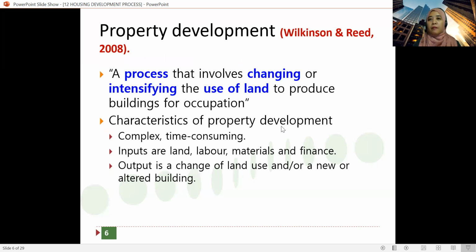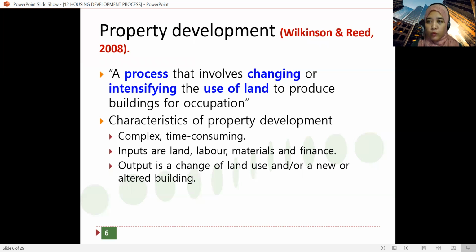Now, before moving on, okay, we need to define property development. So that we can somewhat link apa yang you belajar di sini with other subjects, yeah, in this year. Now, property development, according to Wilkinson and Reed, 2008, katanya a process that involves changing or intensifying the use of land to produce buildings for occupation.